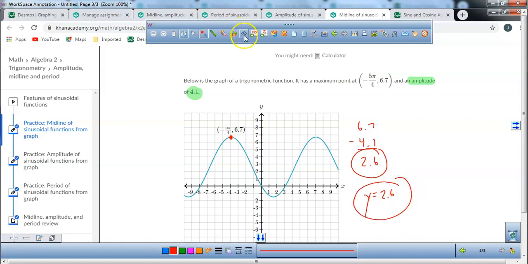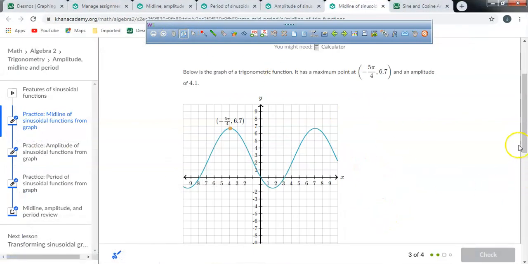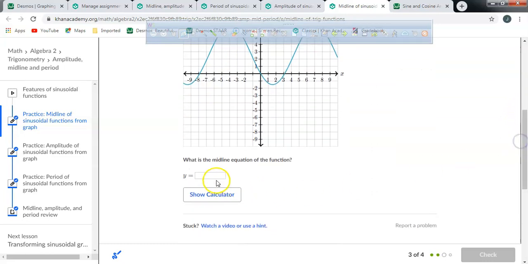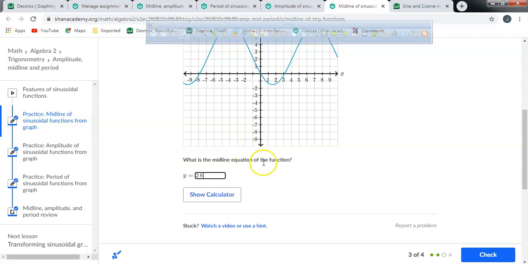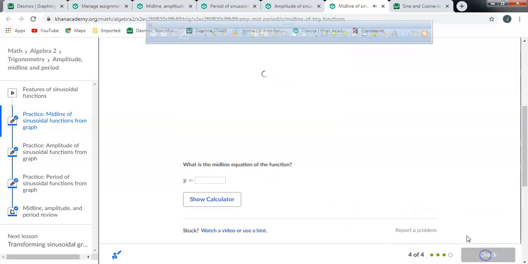2.6. All right, you are no Salman Khan, but you can still have fun with your kids and your students. There we go, that's not too bad. The 2.6 goes down, back up. Looks like a cosine graph. All right, 6.7 minus 2.6. Type it in. 5.6. Nailed it. Let's do one more.